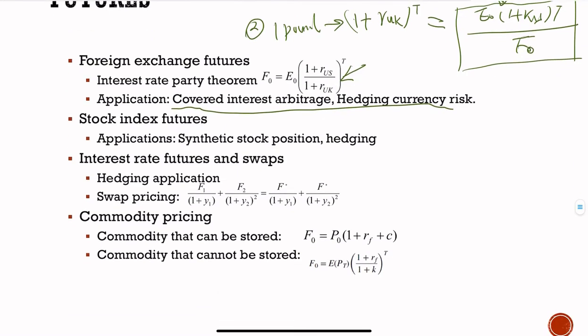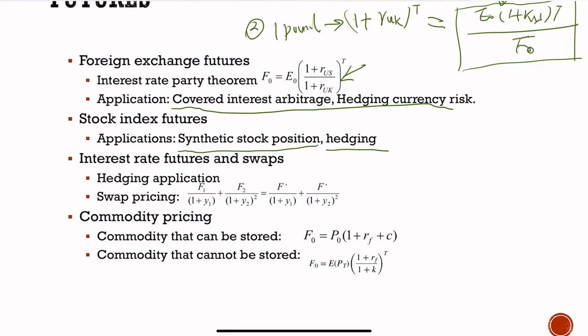And then we talk about stock index futures. Again, two applications. Synthetic equity position or hedging against market risk. This first one is actually pretty easy to understand, right? Because it basically says you can replicate your equity position using index futures. And then in terms of hedging, it's really about beta hedging. That is, to calculate the hedge ratio, you have to know the beta of your equity position.